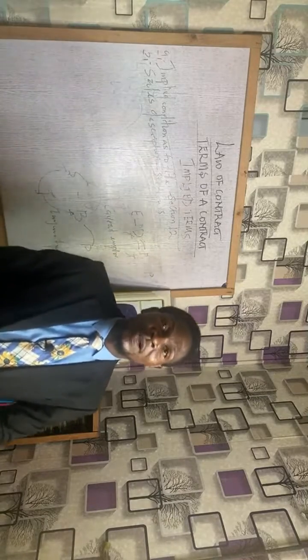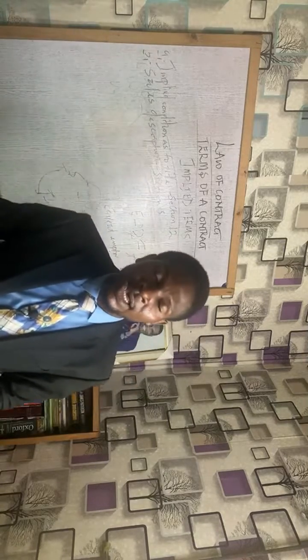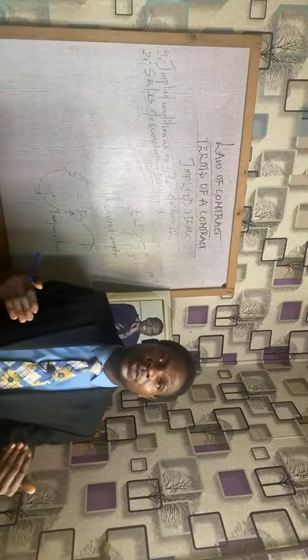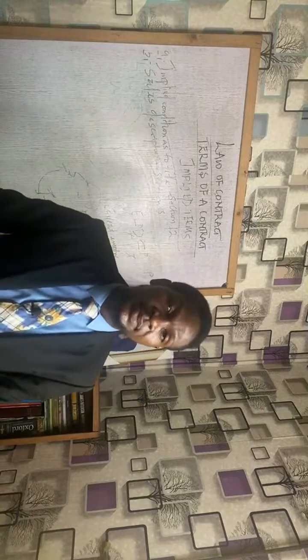We are going to continue our class on implied terms of contract from tomorrow. Being Saturday, we'll continue our classes from tomorrow. But for today, this is going to be the end of the class. So is there any question before I call it a day for today?